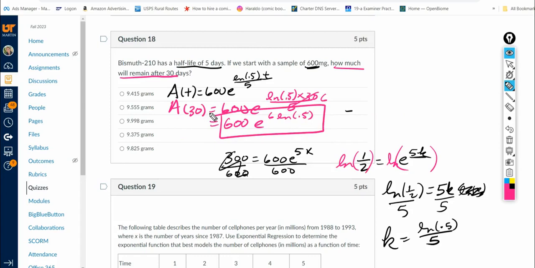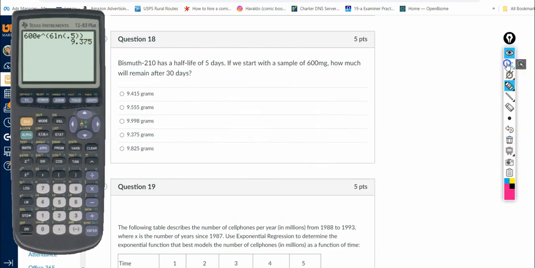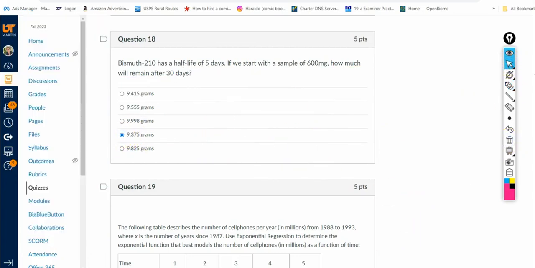Now, let's see what that is in the calculator. See if it's anywhere close to any of those. Let me clear that. 600, then second ln, so e to the power of 6, then ln 0.5. Close parentheses for ln, close parentheses for exponent. And I'm getting 9.375. Okay, and that will be that next to last one. That one. Okay.